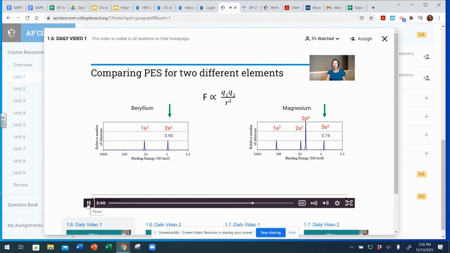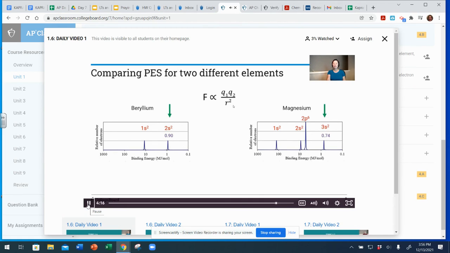We can also use PES to compare different elements. So for example, we're going to take a look at beryllium and magnesium, which we just looked at, and tie this back to Coulomb's law, which was part of the last video. And so I've already filled in the electron configurations for both of our elements, and we're just going to look at the valence electrons in each of these cases. So you can see that for beryllium, its valence electron peak is at 0.90, and for magnesium, it's at 0.74, indicating for magnesium that it takes less energy to remove the valence electron than it does for beryllium.